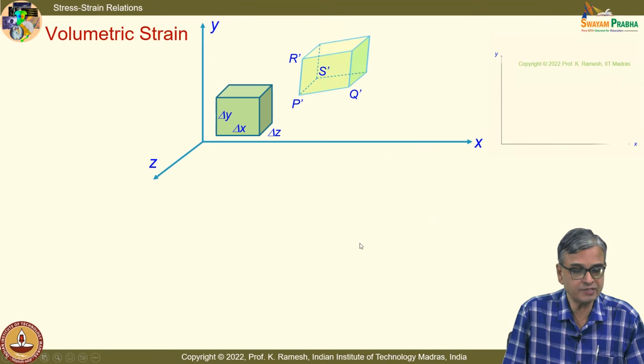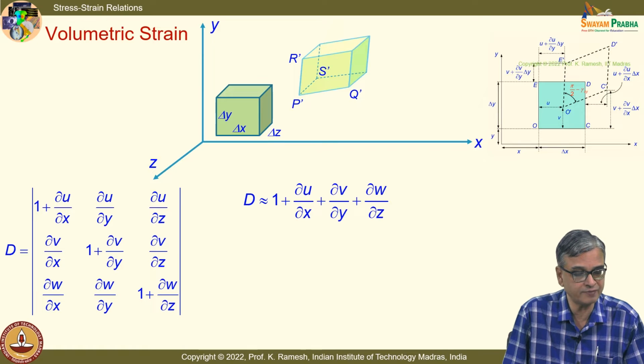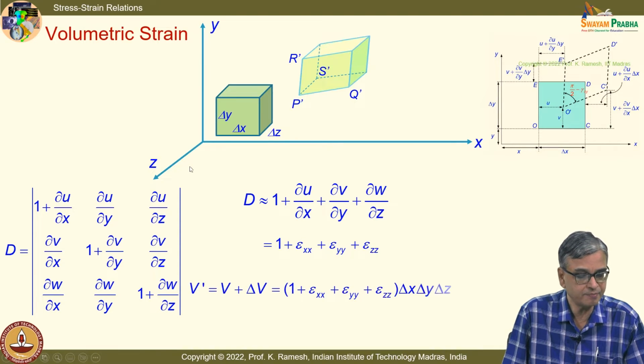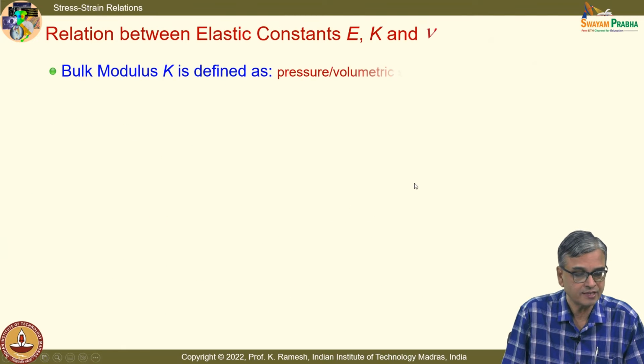On similar lines, we have also looked at how to find out the interrelationship between bulk modulus, Poisson ratio and Young's modulus. For that, we developed the concept of volumetric strain, that is simply addition of all these normal strains. Volumetric strain is nothing but epsilon xx plus epsilon yy plus epsilon zz.